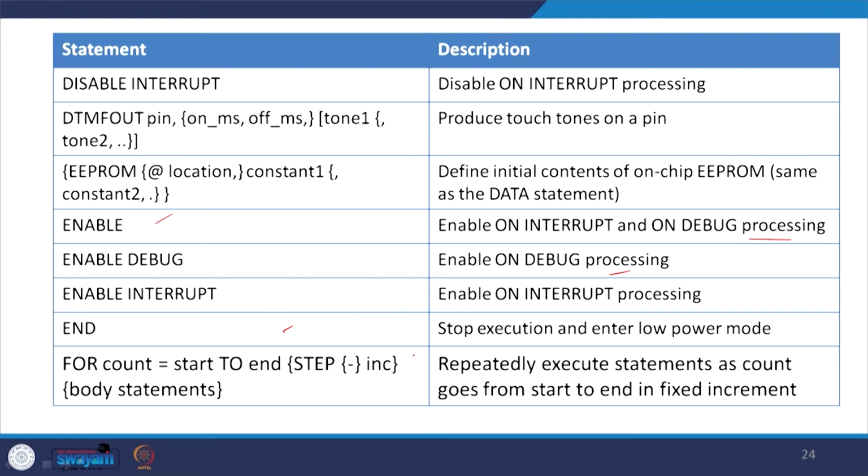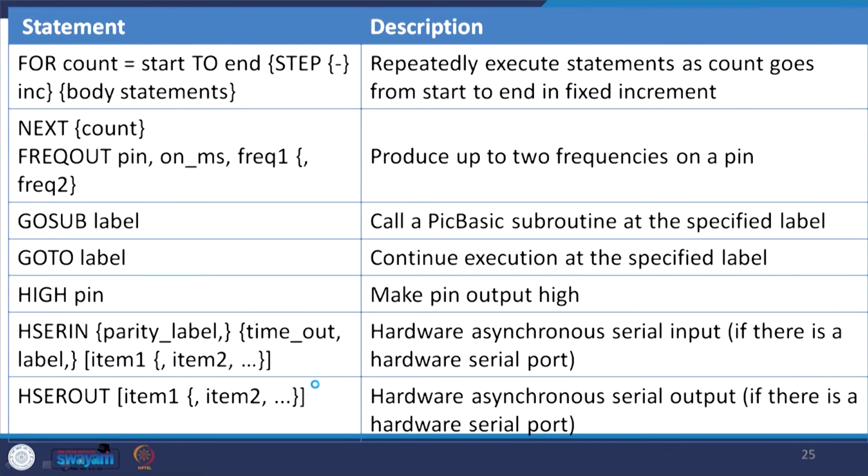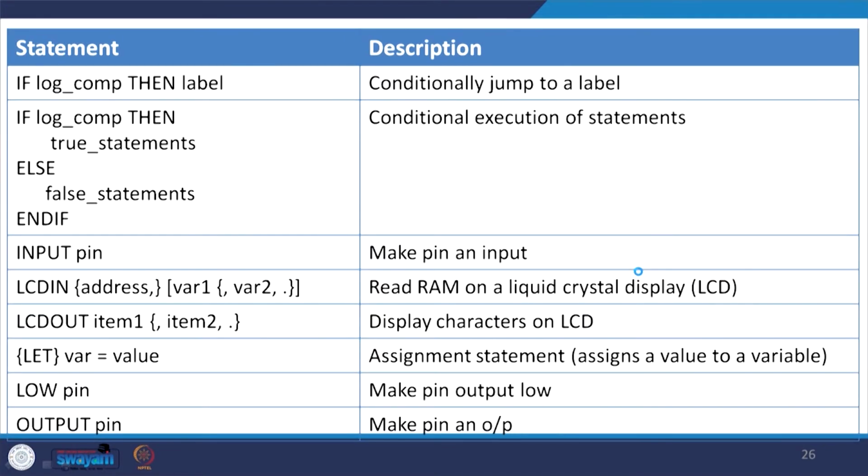Okay. And then we have the for loop basically. So, for count start to end step, and then you can have the body statement. Similarly, repeatedly execute statements as count goes from start to end in a fixed increment. Okay, produce up to 2 frequencies on a pin. Then you have the go to label, continue execution at the specified label, high pin, that is make pin output high. Okay. Then we can have the conditionally jump to a label.